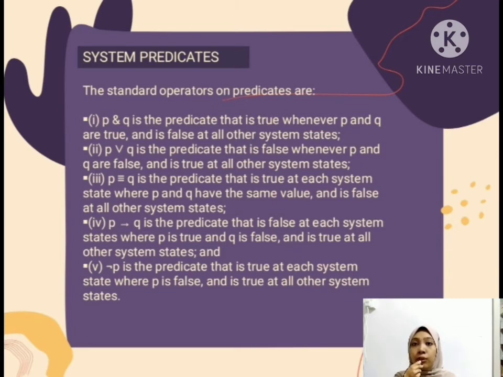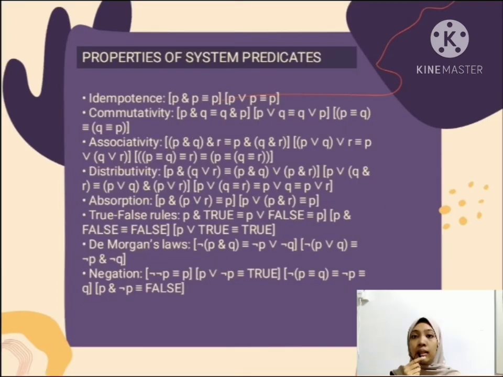P equivalent Q is the predicate that is true when P and Q have the same value and is false otherwise. The conditional statement between P and Q is false when P is true and Q is false, and is true at all other system states. The last one is negation. Not P is the predicate that is true when P is false and is true otherwise. Second, we have properties of system predicates.